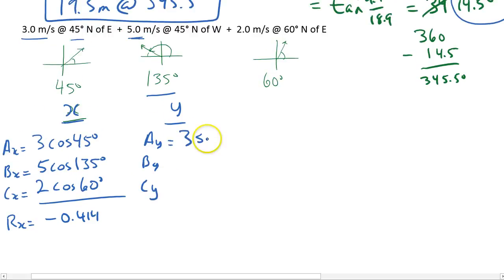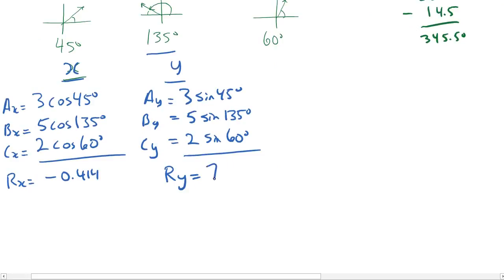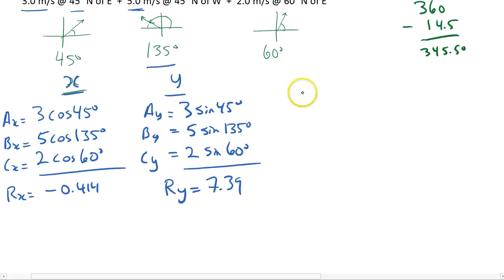And looking at my Y component here, AY, BY, and CY, AY is going to be equal to 3 times the sine of 45 degrees. BY is going to be equal to 5 times the sine of 135 degrees. And CY will be 2 times the sine of 60 degrees. And so my Y component of the resultant will be 7.39. Okay, so now we're almost done. Now we're going to say the resultant is going to be the square root of Rx squared plus Ry squared, which is equal to 7.4.